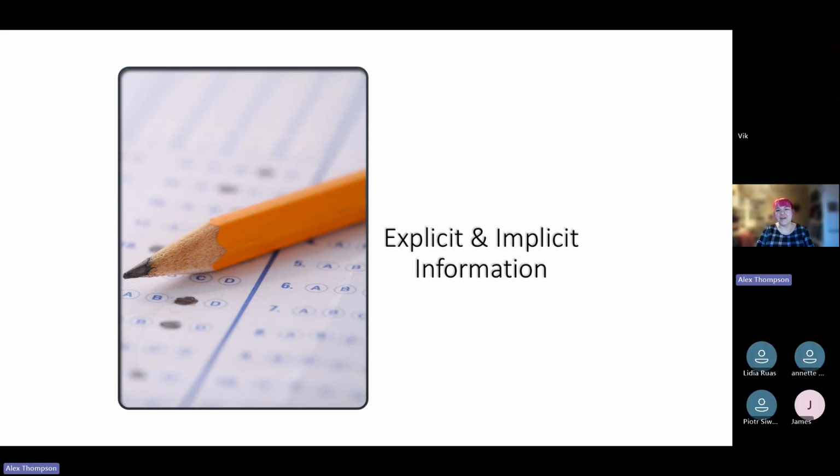There we go. So in today's session, we will be looking at explicit and implicit information. If at any point you have any questions, feel free to either write them in the little chat function or ask them out loud. If you're thinking about a question, the chances are that somebody else may be as well.